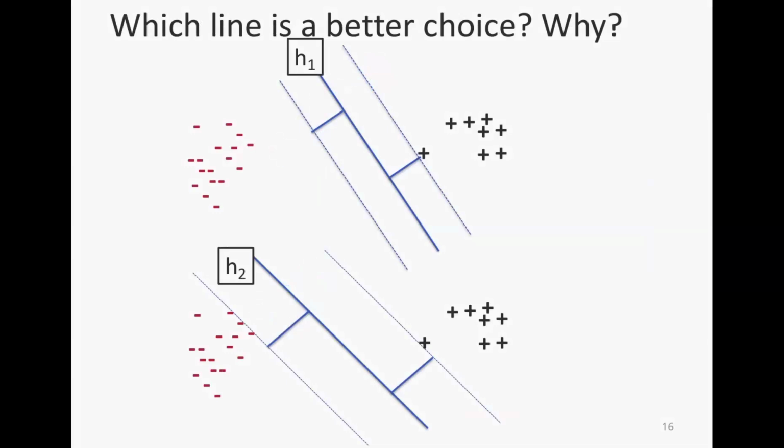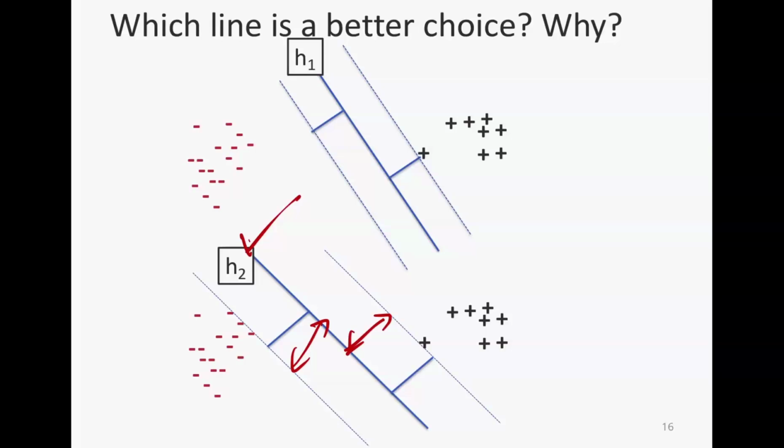Both of them perfectly classify the data, and somehow intuitively there was this agreement that H2 is a better classifier. H2 is likely to generalize better because there's a bigger gap on either side of the hyperplane before it hits any example. This gap here is the margin. The distance to the closest example is the margin. There's a larger margin, and the intuition was that a larger margin is going to generalize better.